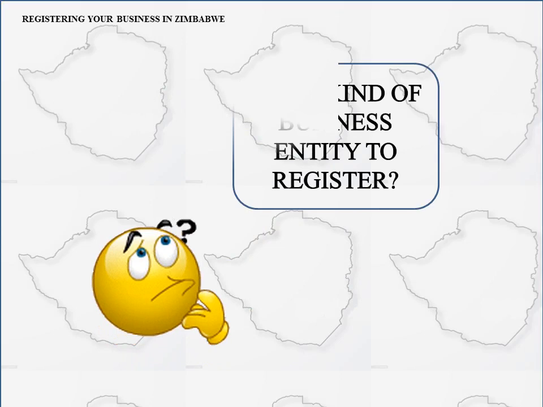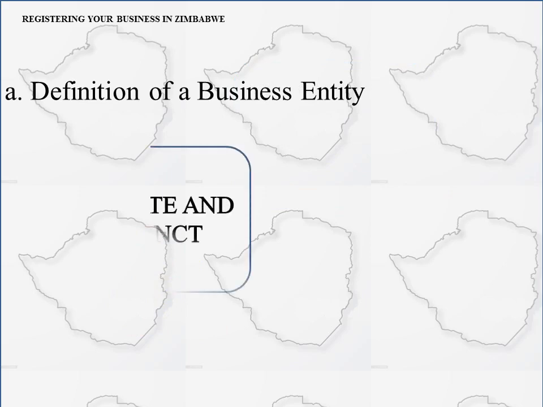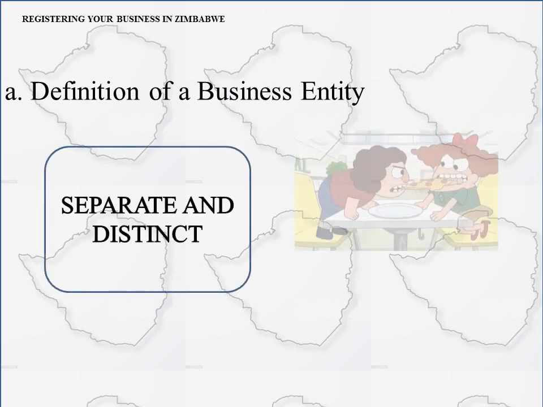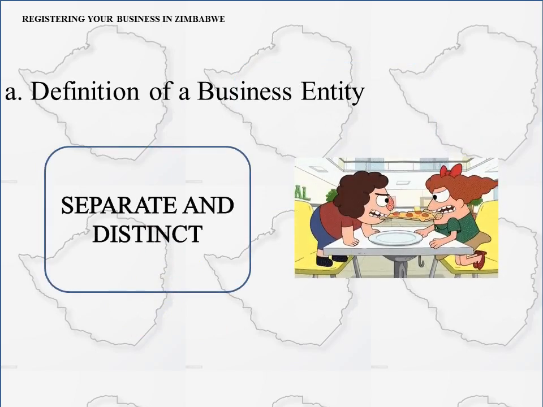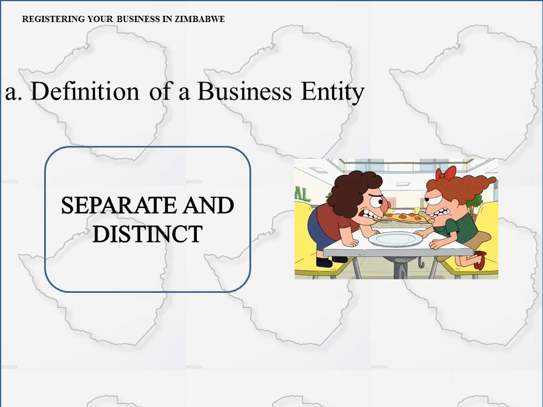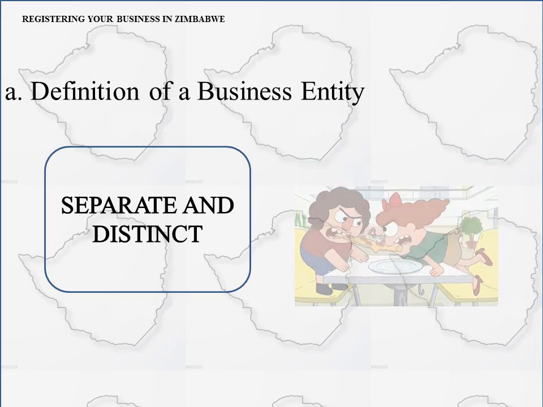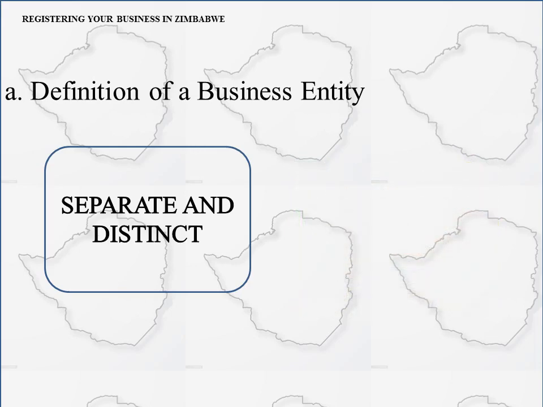The next question one would ask is, what kind of entity can I register my business as? To answer this question, we need first to define an entity. An entity is a thing with distinct and independent existence. This definition is what every business owner should look at their business as. Think of your business as separate from you, existing on its own with its own needs.